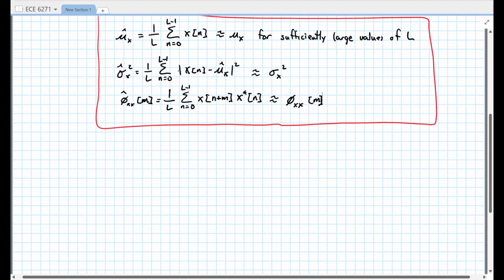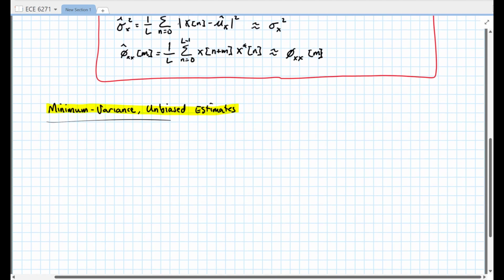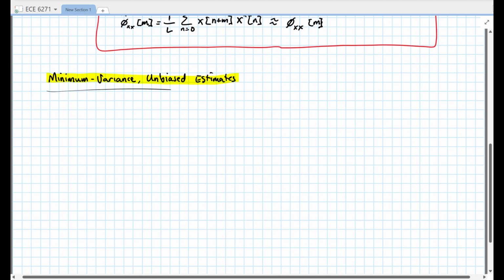I also mentioned that we have this estimator for our variance and estimator for the autocorrelation, but that we would revisit them. It's time to do that now. We need to talk about types of estimators, and we're going to start with this concept of a minimum variance unbiased estimate of something. This is a concept that's actually going to come back multiple times during this course.